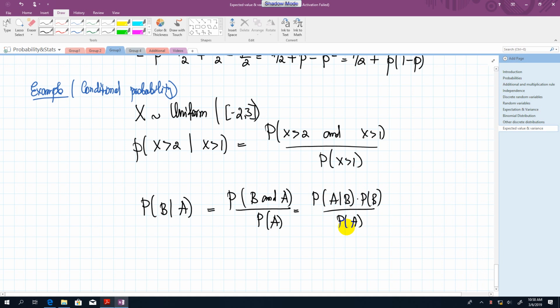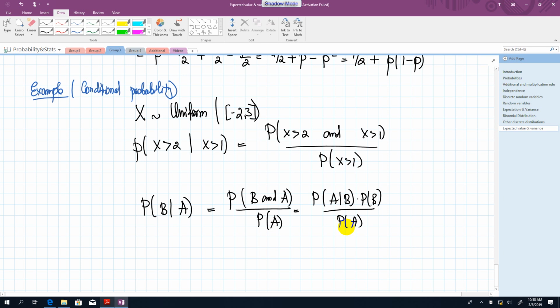Because the probability of B and A is equal to this one. What is the probability that B happens and A happens? This is the probability of B happening multiplied by the probability that A happens when B has already happened. So this is the formula of the Bayes rule. This is also the formula of Bayes. We always work with this formula, but there is this equivalent version.